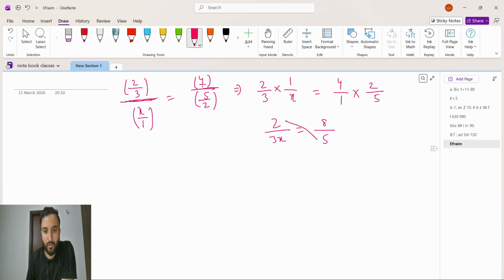Now what will we do? Obviously we will do a cross multiplication. So 5 times 10 equals 8 into 3x. So we have to find the value of x. What will I do? I will send the 8 and 3 to that side.